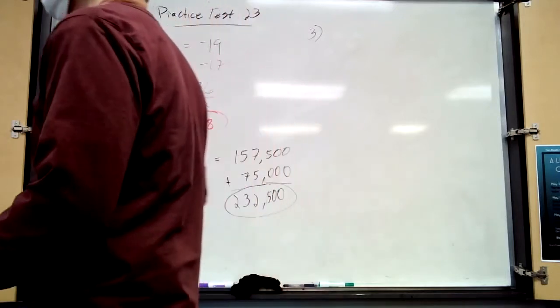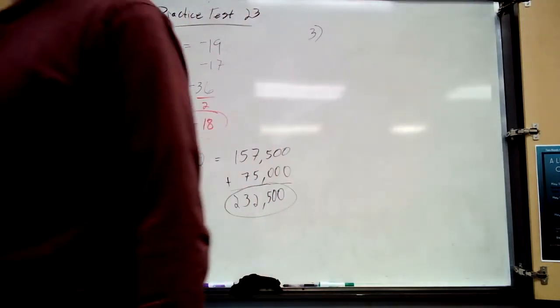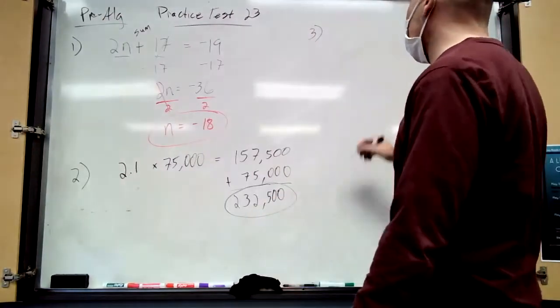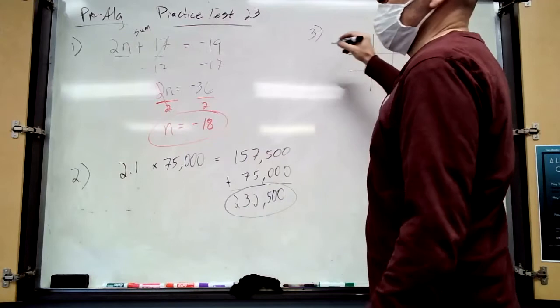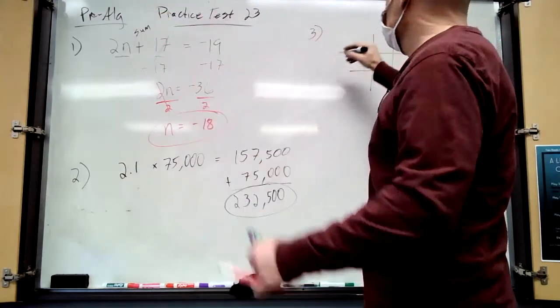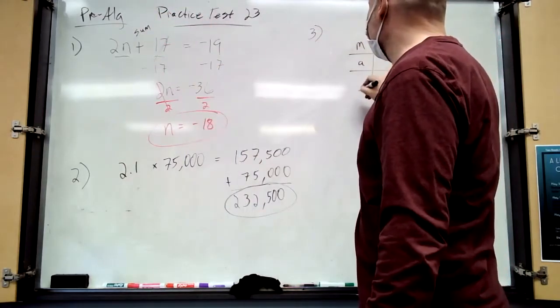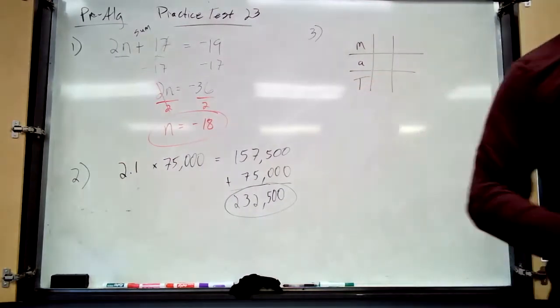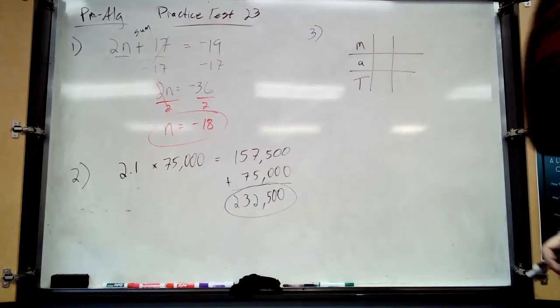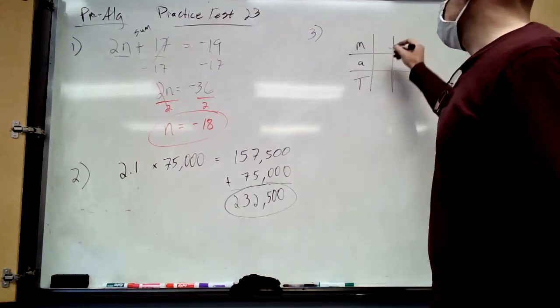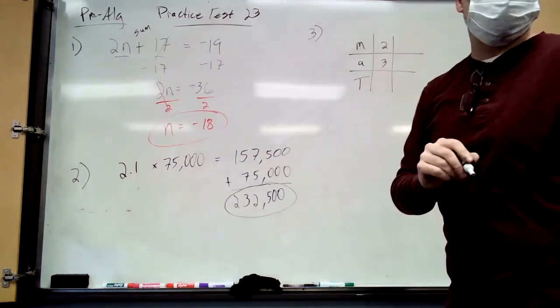Okay, the ratio. When I see the word ratio, what do you do? You draw a tic-tac-toe. Musicians to actors, and then we have a total. So just in case you need it, you have a total row. Musicians to actors are 2 to 3. So this is my ratio column.